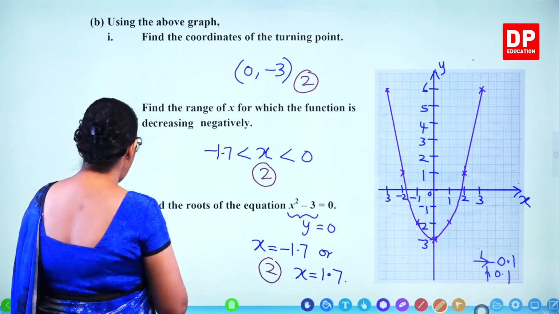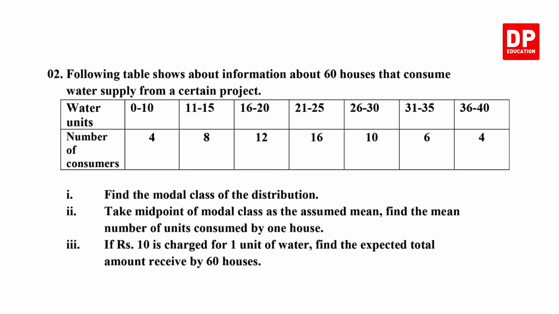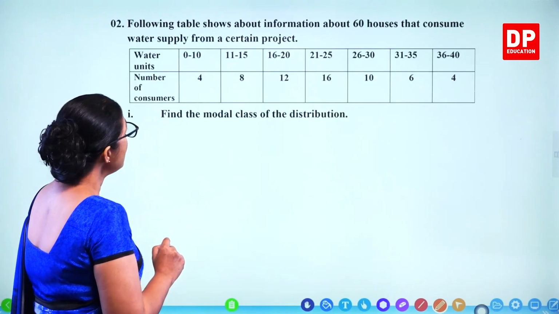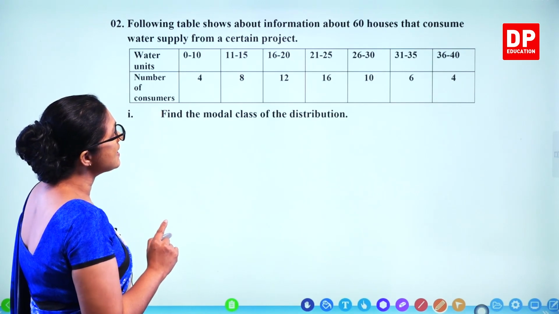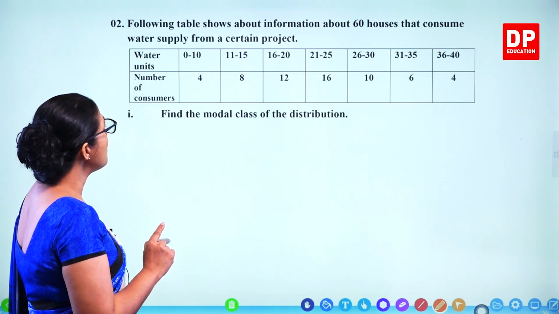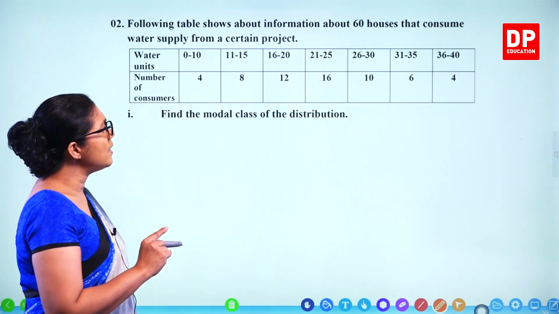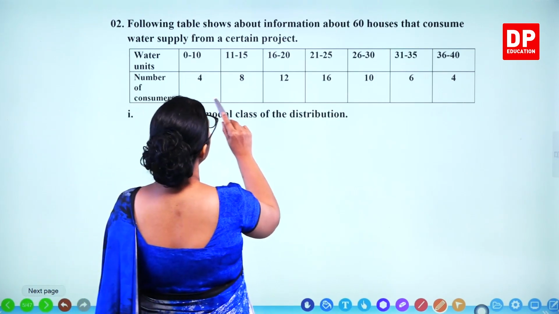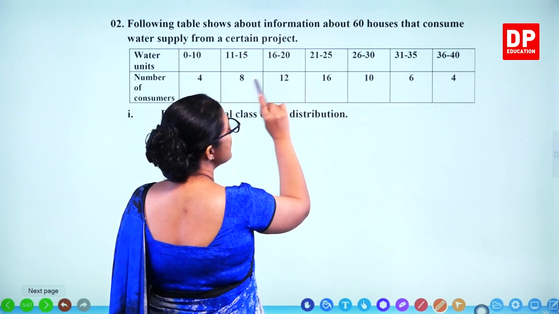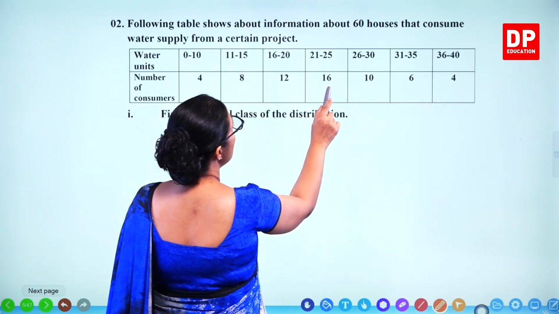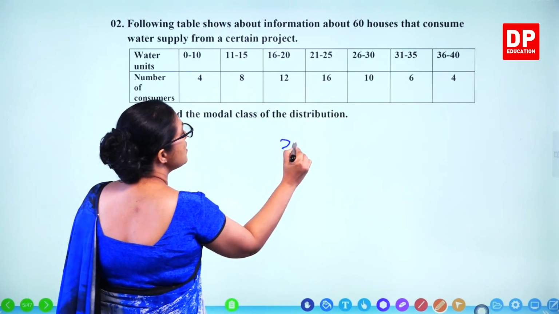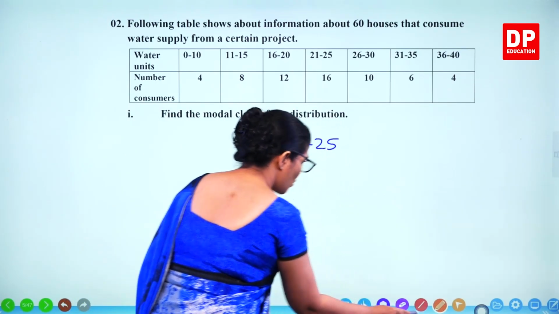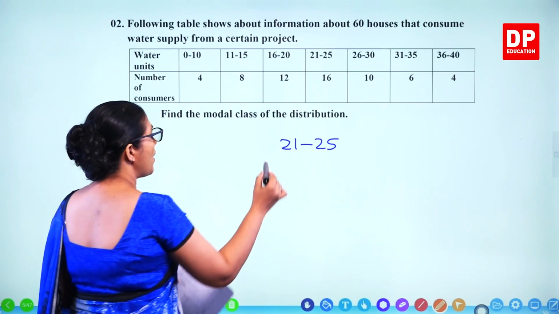So let's do question number 2. That's about a statistics question. The following table shows information about 60 houses that consume water supply from a certain project. Find the modal class of the distribution, the one which has the highest frequency. Because all the widths are equal, you can refer to this one. 16 means 21 to 25. That's the modal class. So you get 1 mark there.